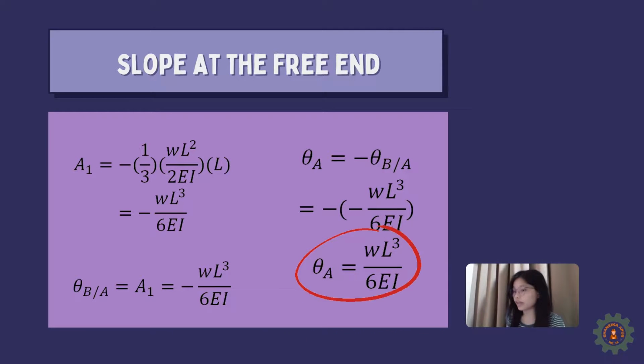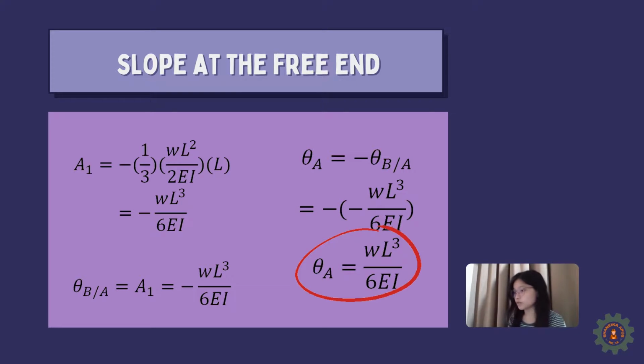So for letter A, we have here first the equation for area 1, which is derived from the bending moment diagram. So area 1 is equal to negative 1/3 times WL squared over 2EI times L. And then it results to area 1 is equal to negative WL cubed over 6EI.